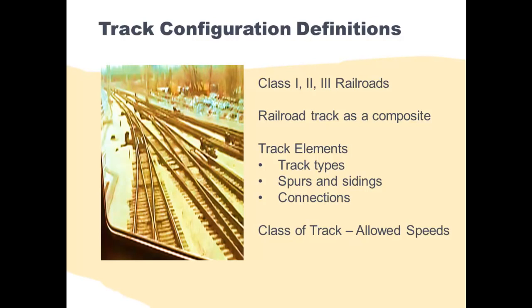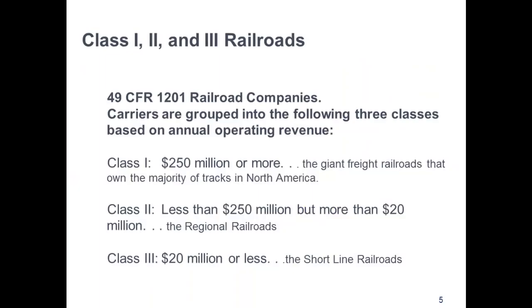Sure. Some of the definitions we'll cover are the railroad track as a composite, the track elements, which include track types, spurs and sidings, and connections, and the class of track relative to allowed speeds. All right. So just before we start, I want to clarify what might be a point of confusion, the difference between class of railroads versus classes of tracks. And so, Jared, could you go over what the classes of railroads are for us?